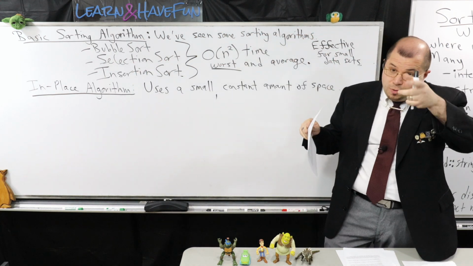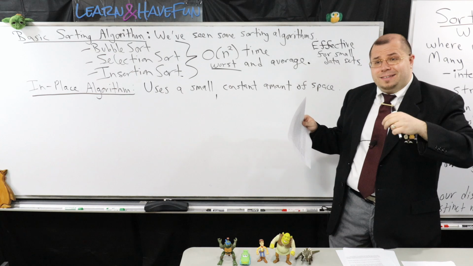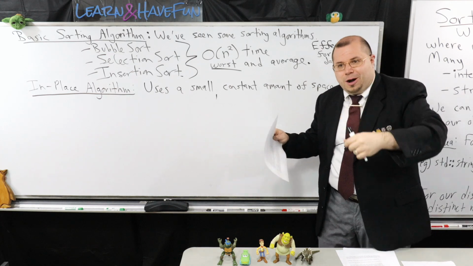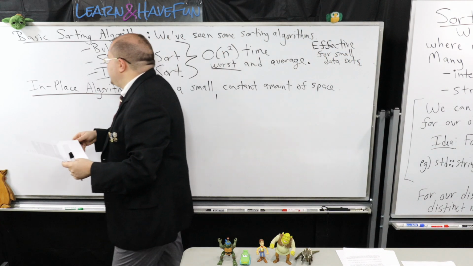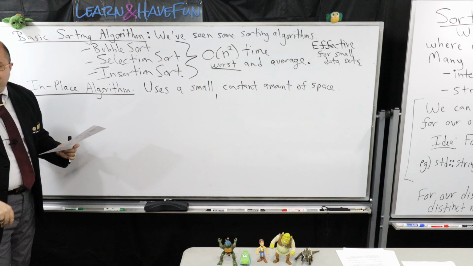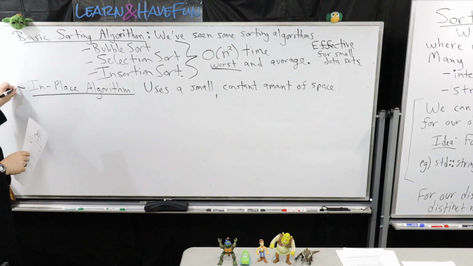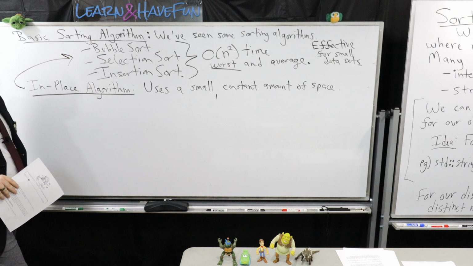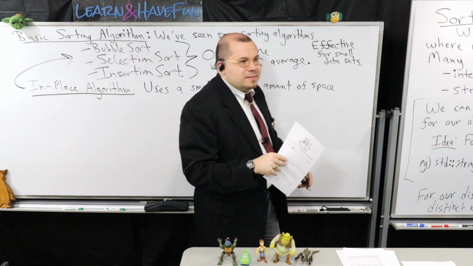For example, when you do a swap, you use a temporary variable, right? To temporarily store one of them so you can swap them properly. So this is something very common in all three of these algorithms when you perform a swap operation. So all three of these are in-place algorithms. So that's a feature that they have.